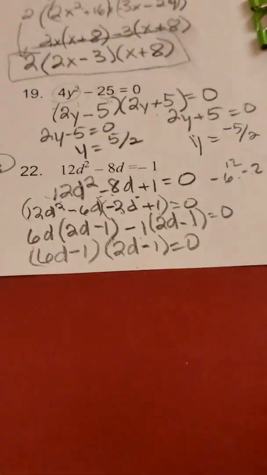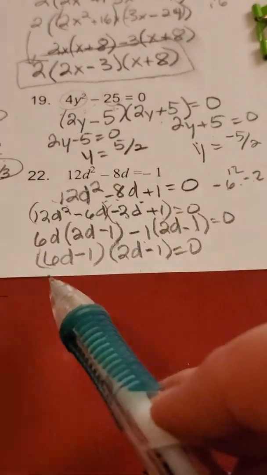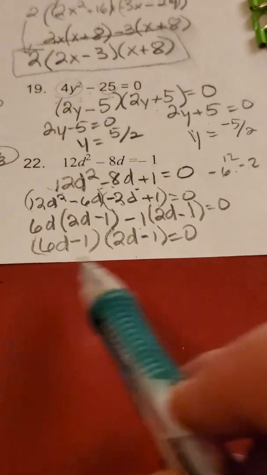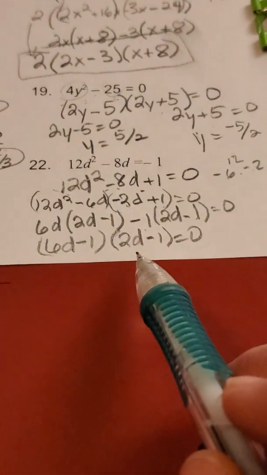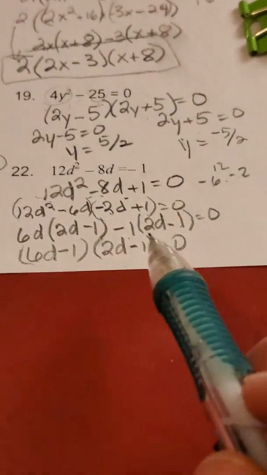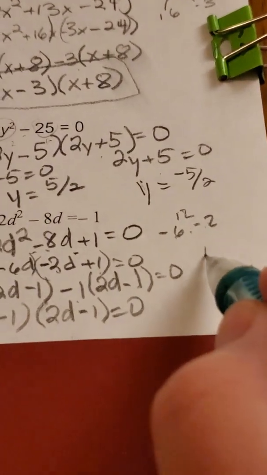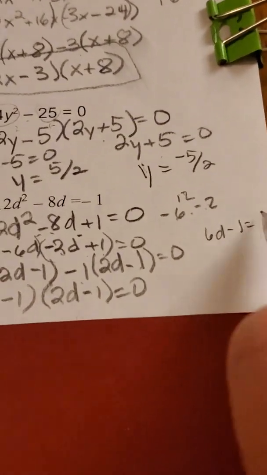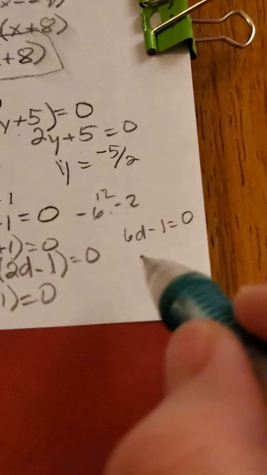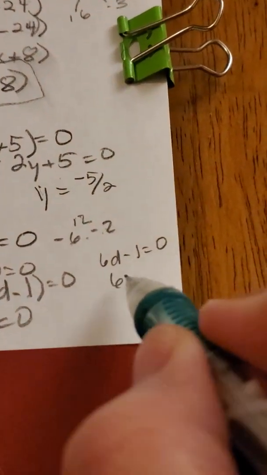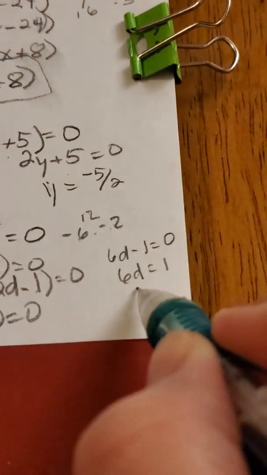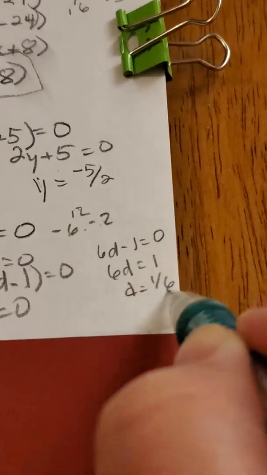All right, and we're going to set each one of those equal to 0. Because if we can get this to be 0, then your answer will be 0. If we can get 2d minus 1 to be 0, it'll all be 0. All right, so 6d minus 1 equals 0. Add 1 to both sides, and you get 6d equals 1. Divide by 6, and d is 1/6.